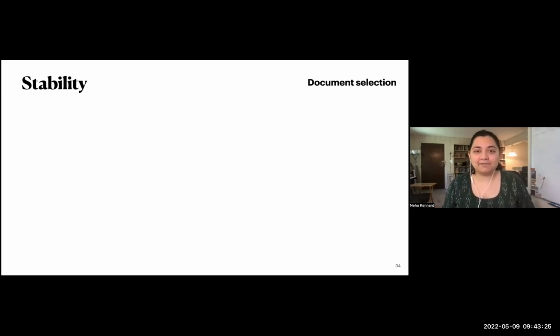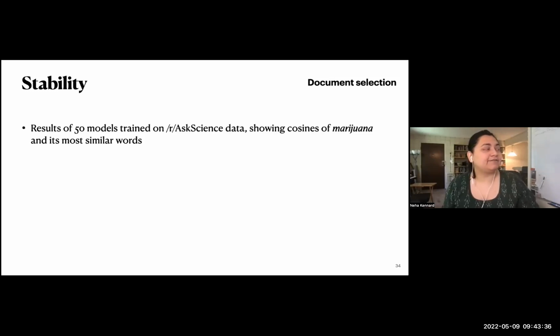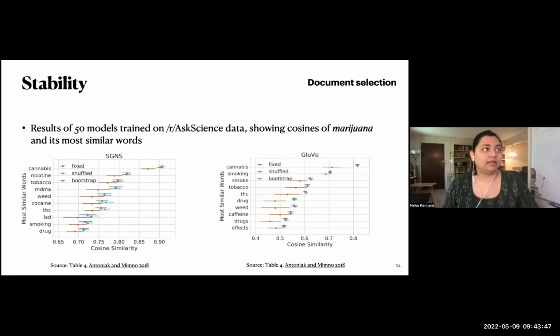I'm just going to show you some results from the Antoniak and Mimno paper, because I didn't run these things myself. What they're showing here is the results of 50 different models trained on Ask Science data. They show the cosine values of the word marijuana with its most similar words using different methods. The left one is word2vec and the right one is GloVe. And as you can see, bootstrapping, which involves dropping out some of the documents in each run, actually results in a huge variance in cosine values.